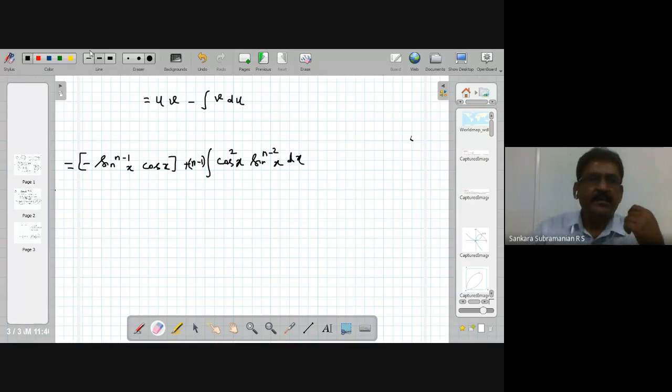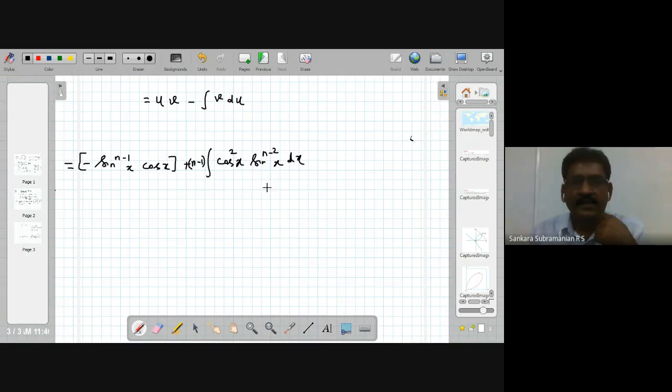All right. What else can I do? You see that in the integration, I can find cos square x, but I want to write it in terms of sine so that I can use In or In minus 1 like that.